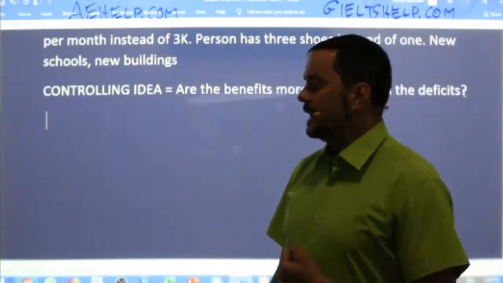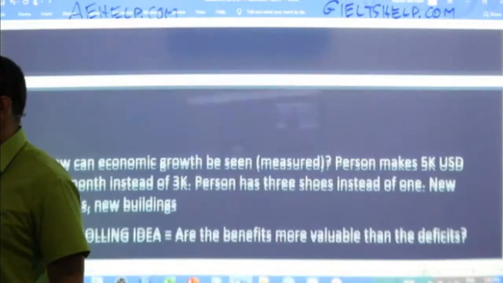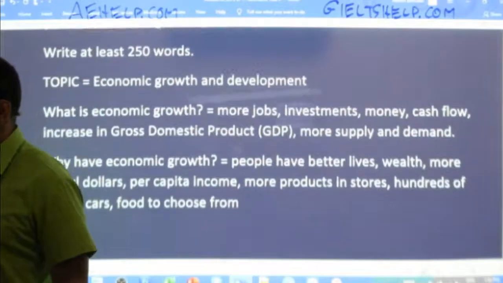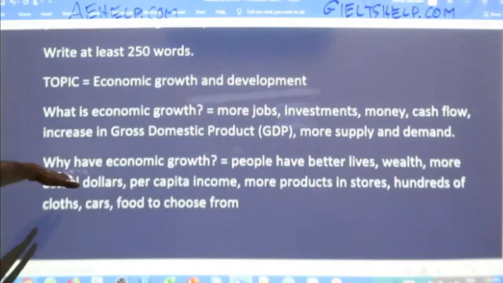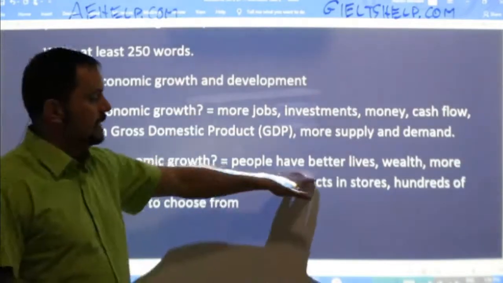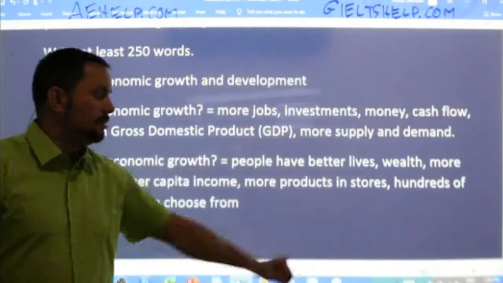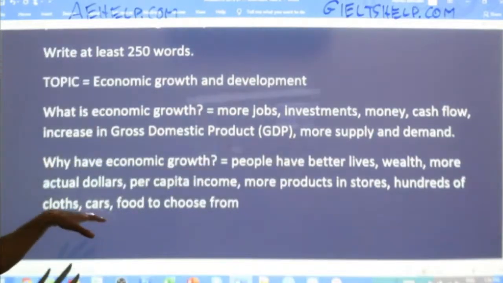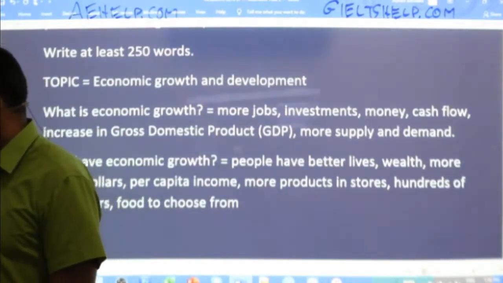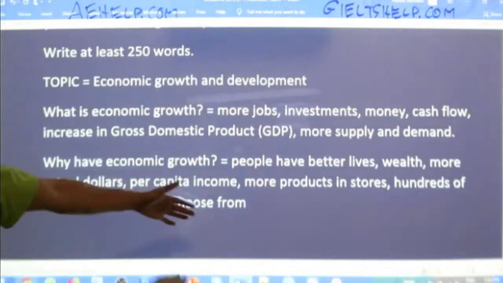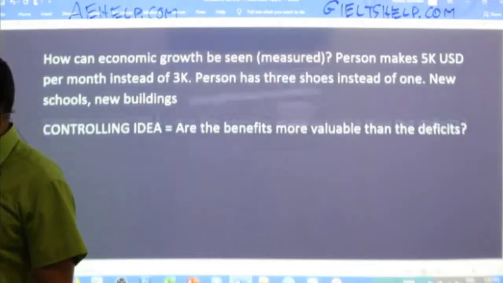Okay. And notice that we already kind of answered that, right? So here, when we ask what, why, how about the topic, sometimes it doubles for our controlling idea. So why have economic growth? We already said people have better lives, wealth, more actual dollars, more income, more products in the stores, hundreds of clothes, not cloths, clothes, cars, food to choose from. Okay, so those are obviously benefits.